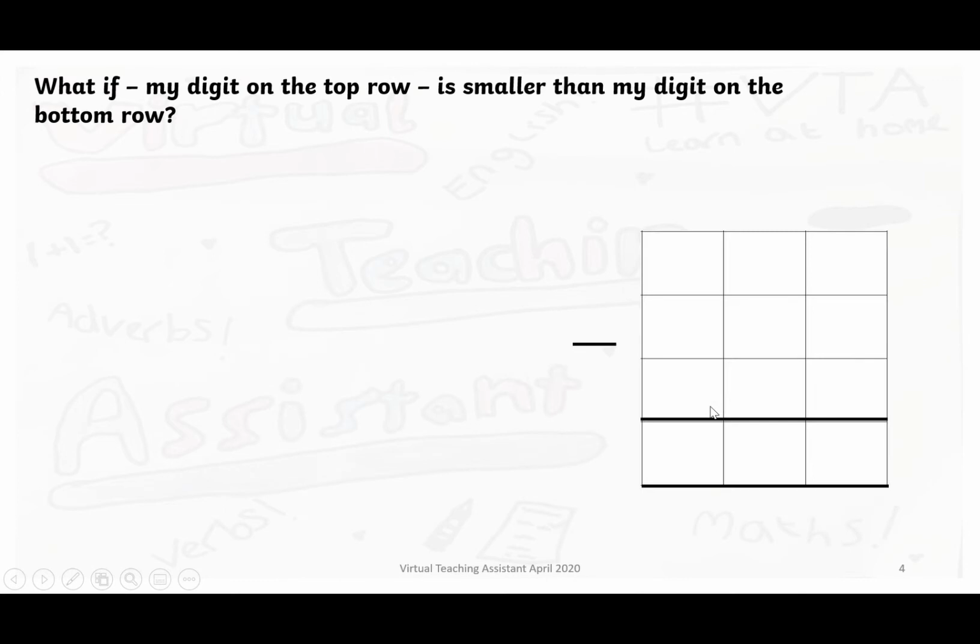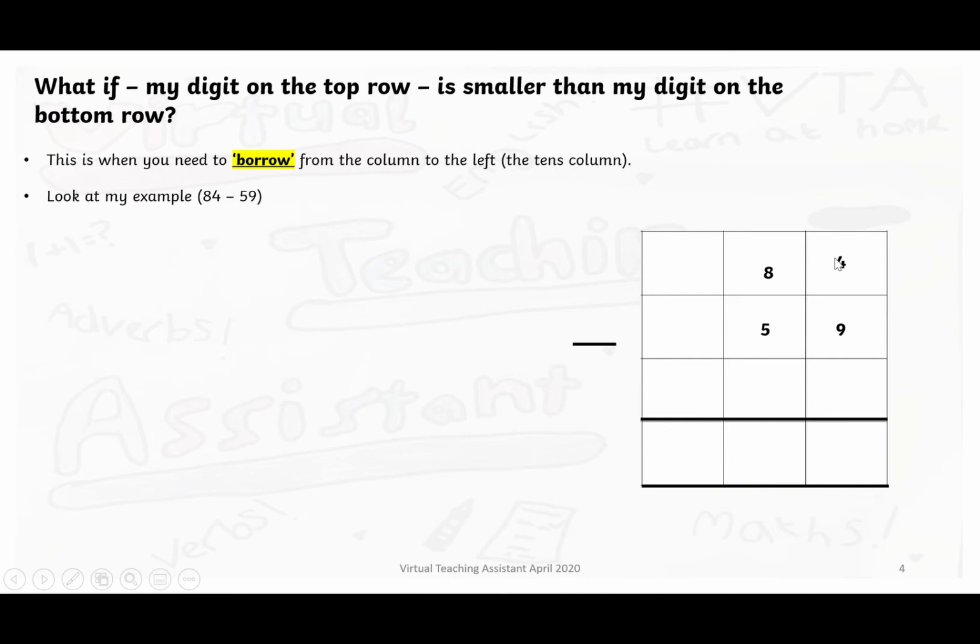86 subtract 31: 1 from 6 is 5, and 3 from 8 is also 5. What if my digit on the top row is smaller than my digit on the bottom row? In this instance, you need to borrow from the column to the left. Whenever I highlight something like this, it's always because it's important vocabulary for you to understand in maths. So this is borrowing.